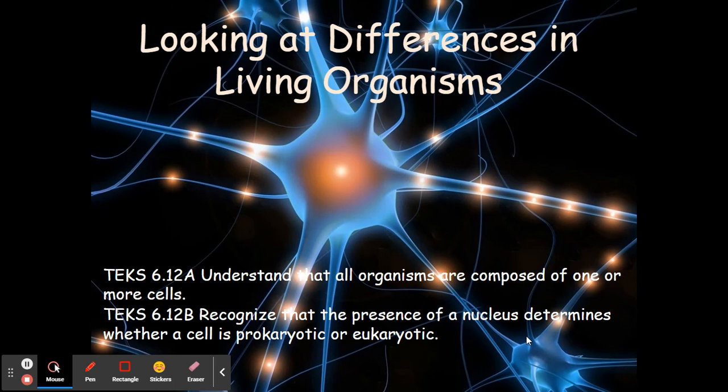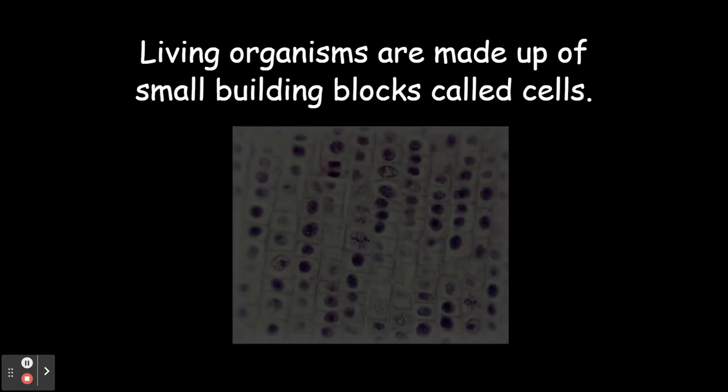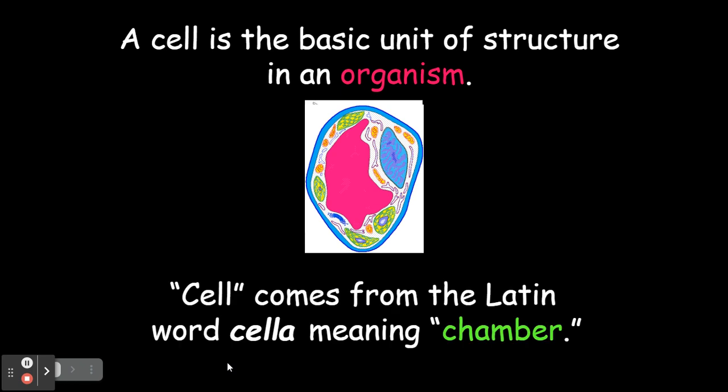Differences in living organisms. Today, you will understand that all organisms are composed of one or more cells. You can also recognize the presence of a nucleus determines whether a cell is prokaryotic or eukaryotic. Living organisms are made up of small building blocks called cells. A cell is the basic unit of structure in an organism.